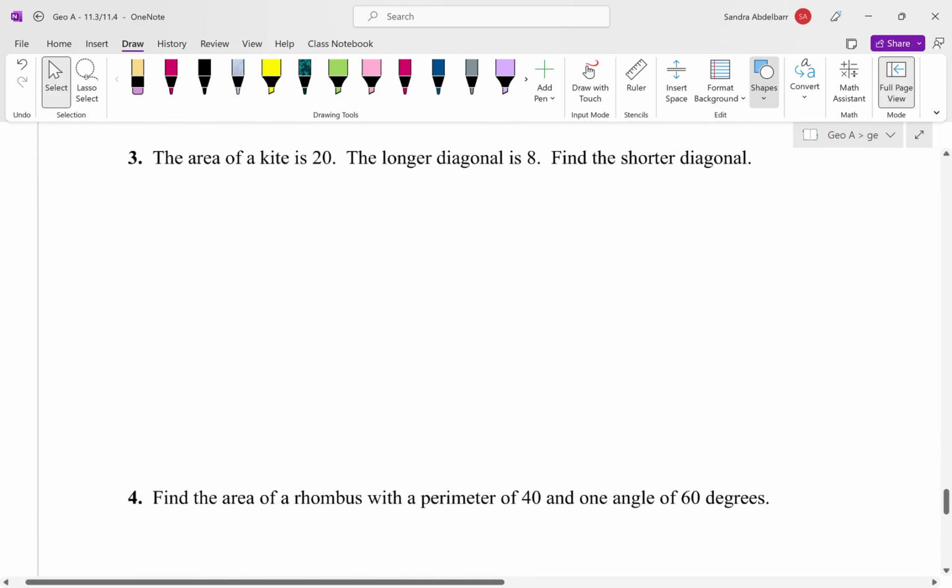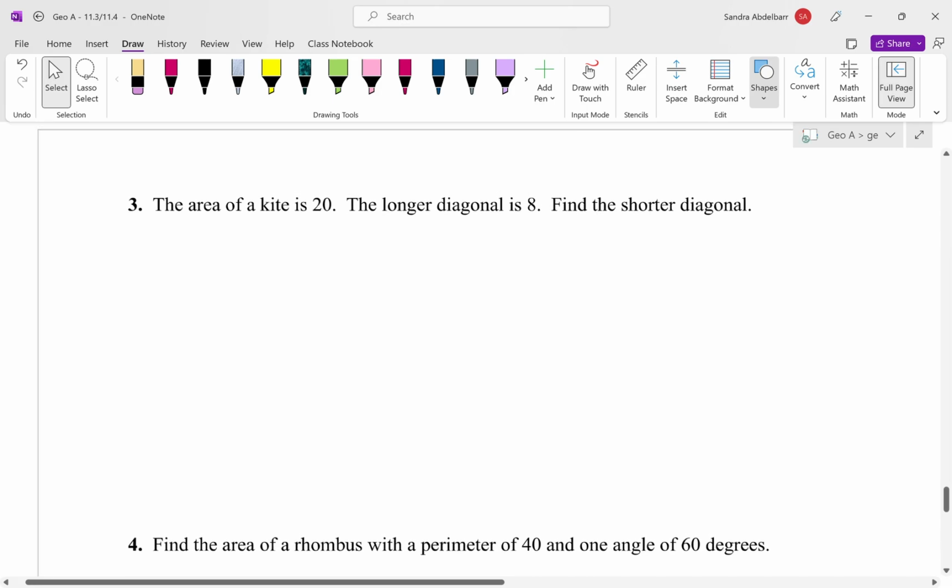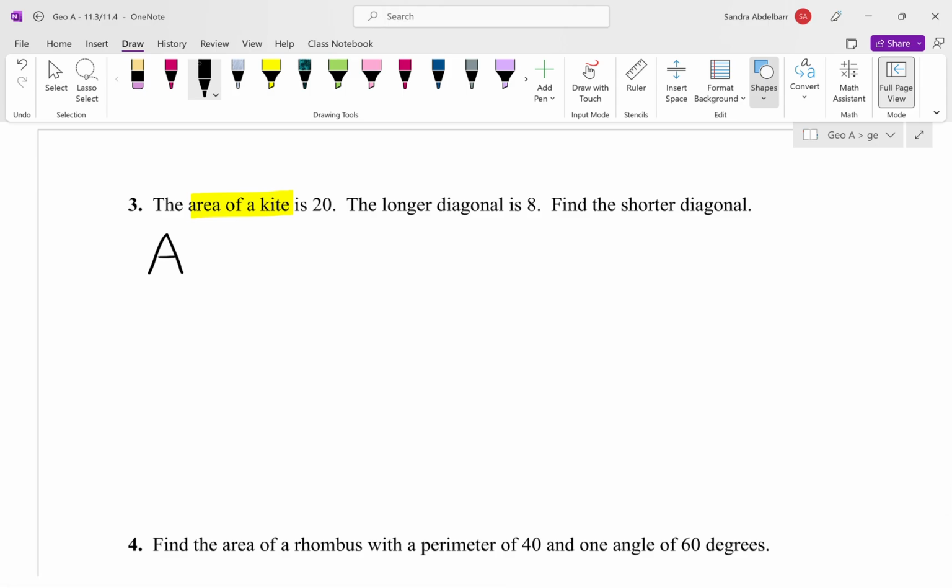The area of a kite is 20. The longer diagonal is 8. Find the shorter diagonal. So I see area and I see kite written together. So immediately, what should I write down? The formula for area of a kite. Area equals half D1 times D2.